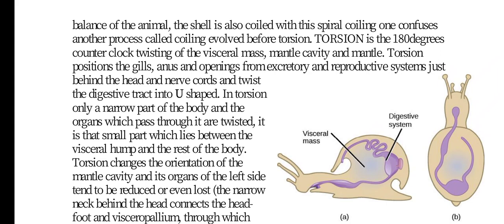Torsion positions the gill, anus, and the openings of the excretory and reproductive systems just behind the head and nerve cords, and twists the digestive tract into a U-shape. In torsion, only a narrow part of the body and the organs which pass through it are twisted. It is the smallest part, which lies between the visceral hump and the rest of the body.